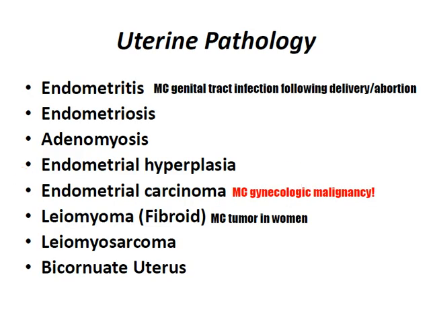All right, uterine pathology. So endometritis is the most common genital tract infection following delivery and abortion, especially in preterm deliveries. So the signs of that are going to include fever, lower abdominal pain, vaginal bleeding or discharge, or foul smelling lochia.